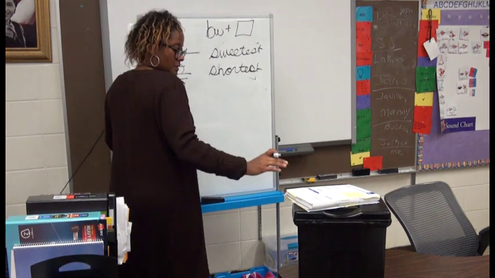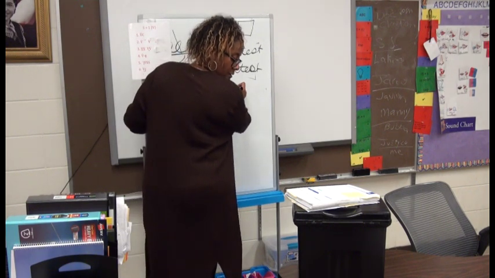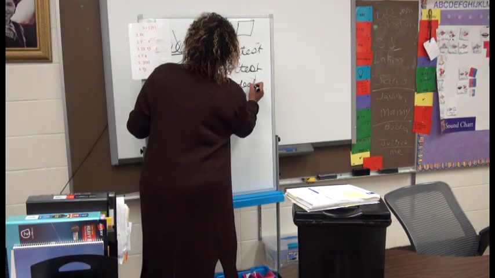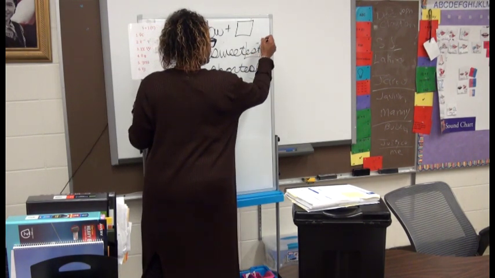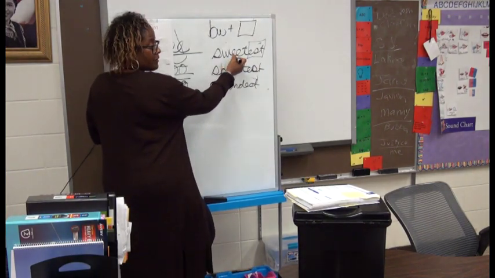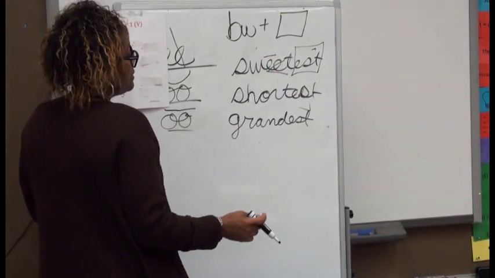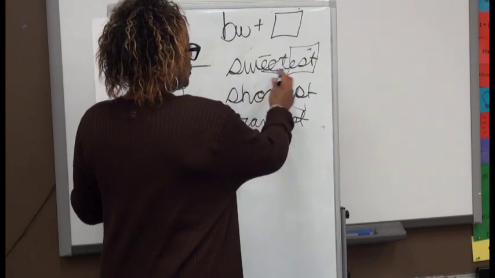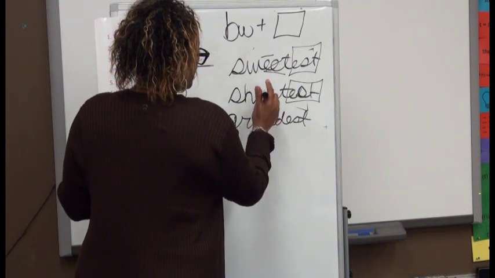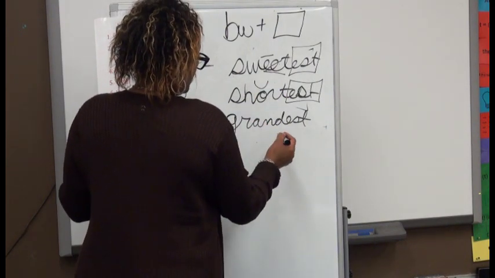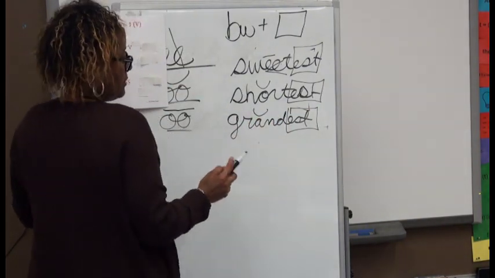Shortest and grandest. Okay, first thing we're going to do is box the suffix EST. Then we have a digraph, and we're going to cross out the last E and make that a macron. And we have the word sweetest. Next, we got to box the EST. We got a breathe, shortest. We're going to box the EST, and we're going to have a breathe, grandest.